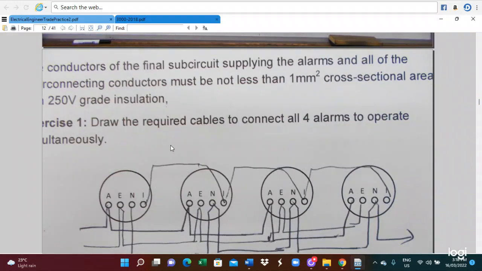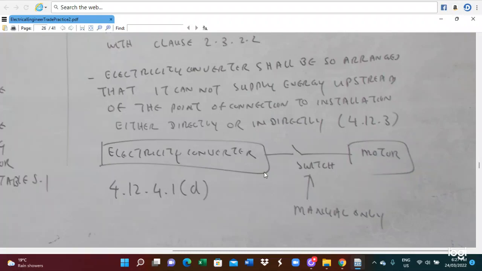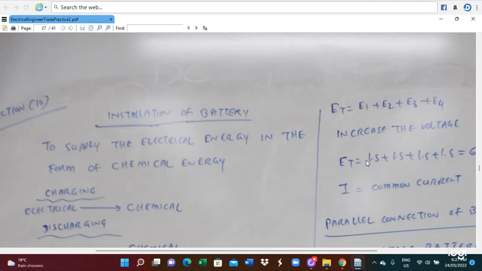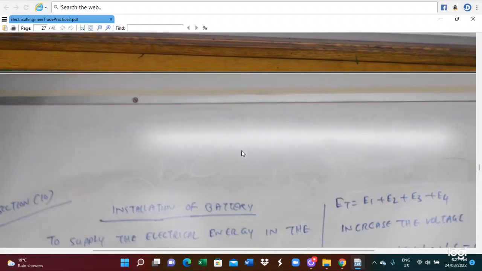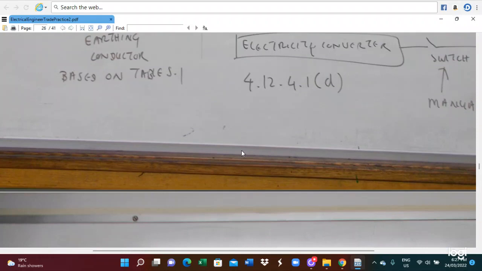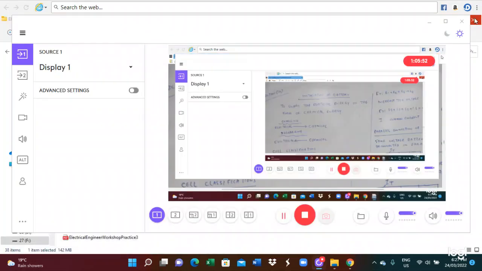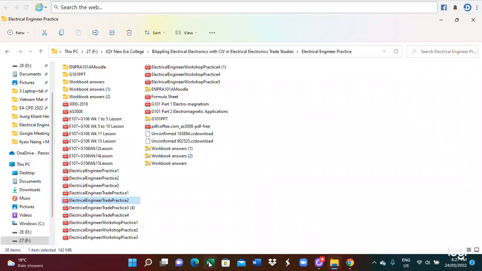The conductor of the final circuit is supplying the indirect power supply. The electricity inverter must follow the standards, and this is a switch connected to the main manual switch and connected to the inverter. After today's lesson, we're talking about the indirect power supply and the standby generator system. Now we're talking about the energy engineer workshop.